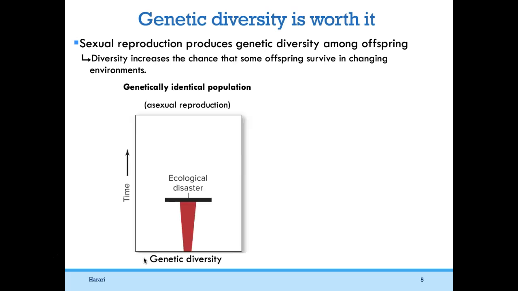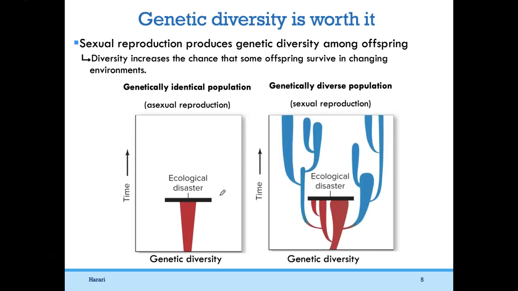So I'm going to give you an example. Suppose you have a population of organisms that are not very diverse. You have a genetically identical population. And over time, let's say there's this disaster. There's some type of climate change or some kind of earthquake. All of the organisms will die. That's the end of that organism.